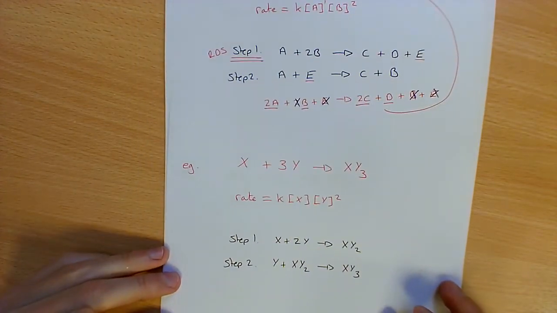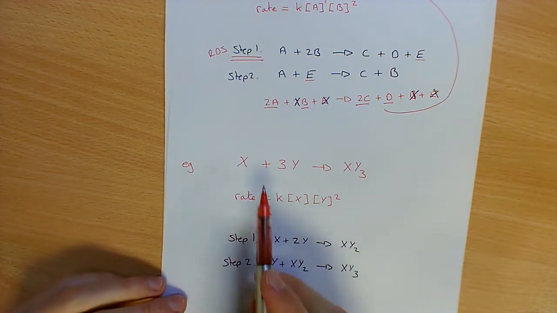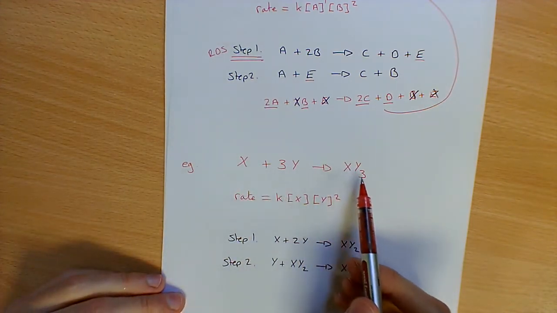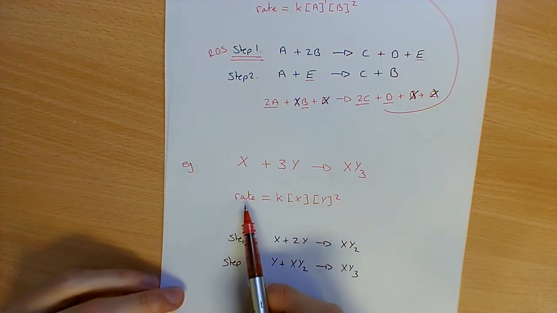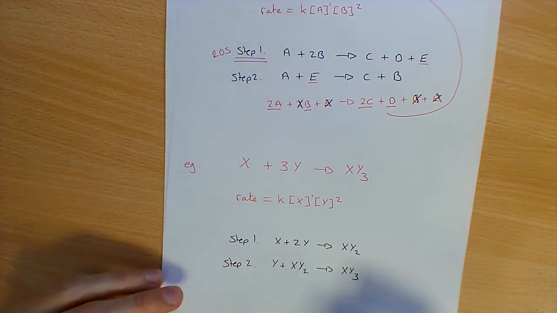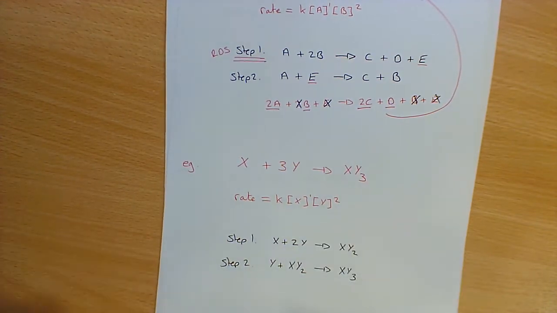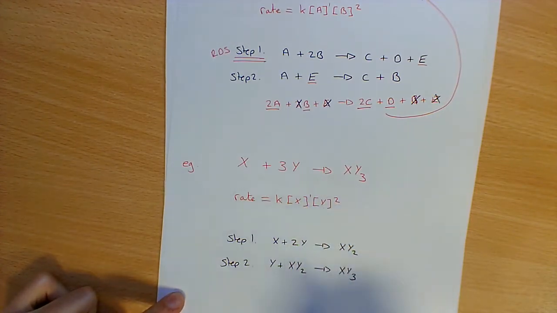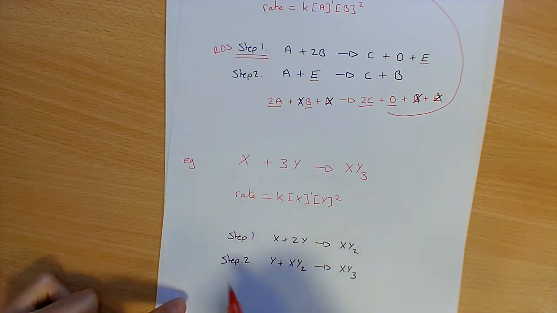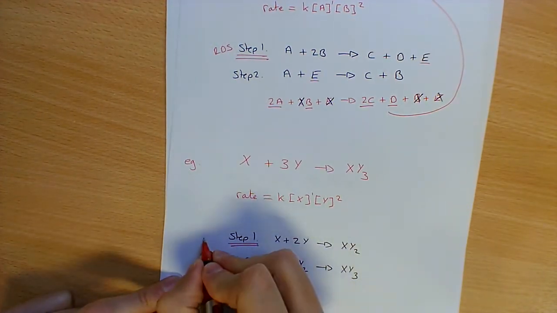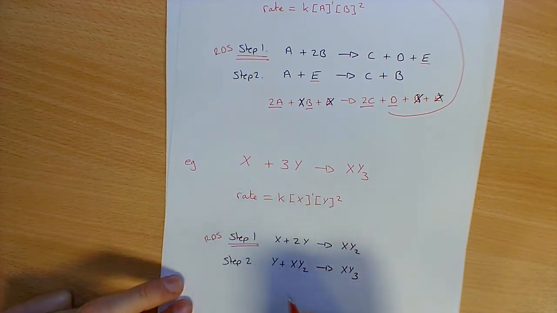So look at this example then. The overall reaction is X plus 3Y goes to XY3. And the rate equation shows that the reactant X is first order and the reactant Y is second order. But it also tells us that in the rate determining step there is one particle of X, two particles of Y. Which one of these steps matches that? It's step 1. So this must be our rate determining step.